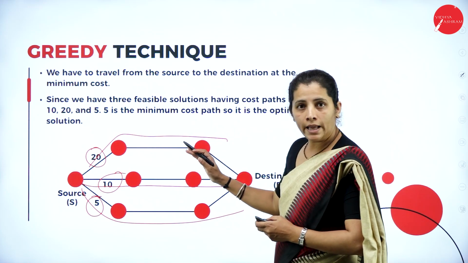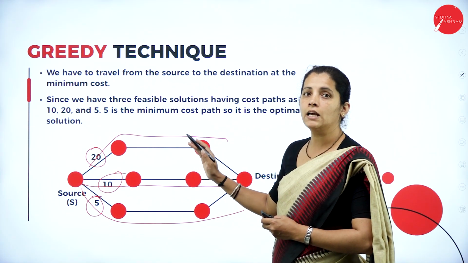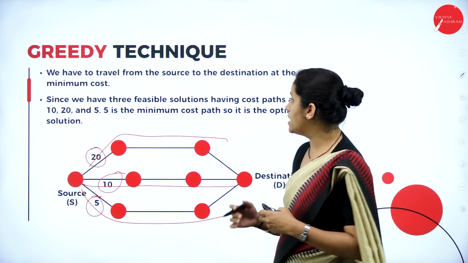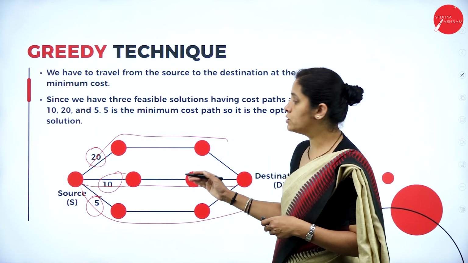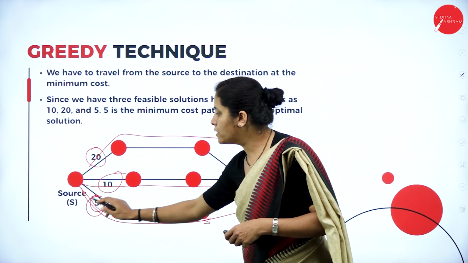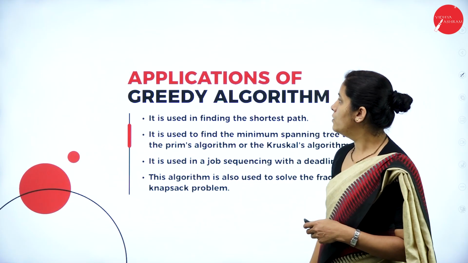So when I consider the optimal solution, I can consider either maximum or minimum, and most of the time I'll consider the minimum cost. So I'm going to travel through this direction. What's my cost here? It is 5.